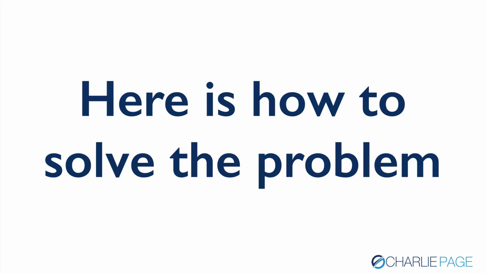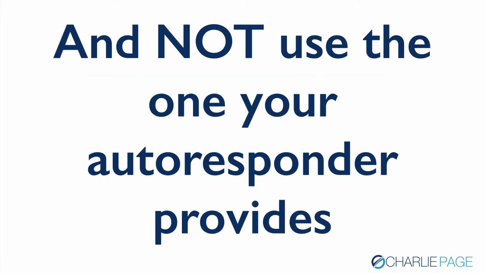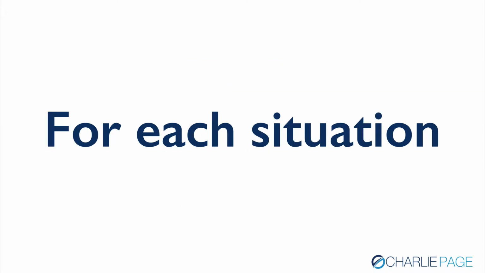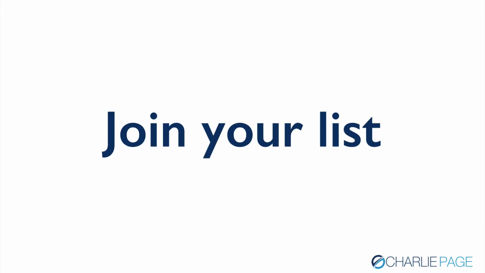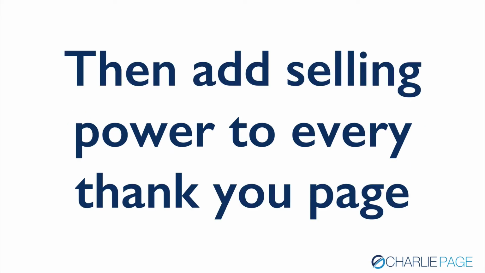So here is how to solve the problem. First, decide that you're going to control the thank you page and not use the one your autoresponder provides. That's the first thing. You've got to make that decision. Next, create specific thank you pages for each situation where you're building your list. Number 1, where people join your list. If you have a mailing list or multiple mailing lists, that's a situation. When people buy a product, what is the thank you page they see? Does it just say thank you, or does it do something more? When they download a free gift, or when they answer a survey that you put out.